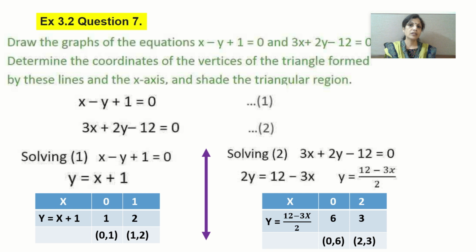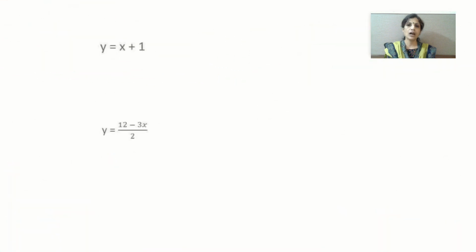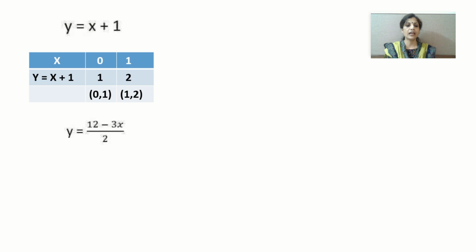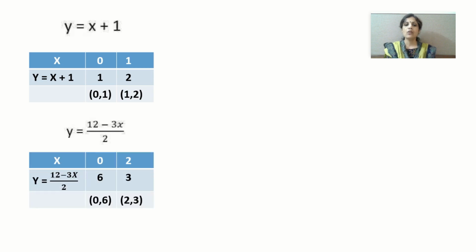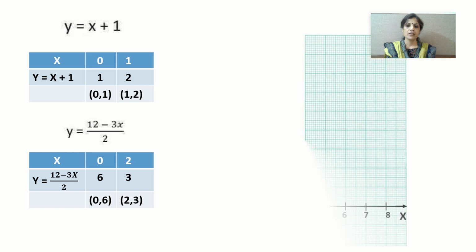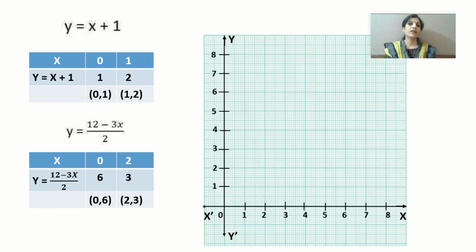So now we have to plot the graph for this. We'll just write down our equation and the coordinates which we have calculated. And now we'll start plotting the points. So here is our graph wherein we have written the scale and start plotting the points. Our first point is 0 comma 1. Second is 1 comma 2, and a line passing through these 2 points. Next is 0, 6 is here, and then 2, 3 is here, and when you draw a line passing through this, it will be this line.